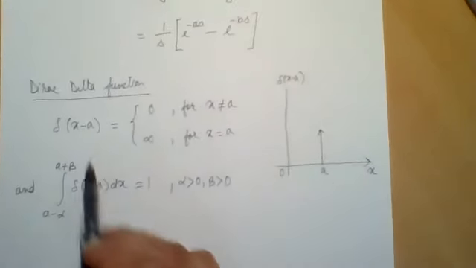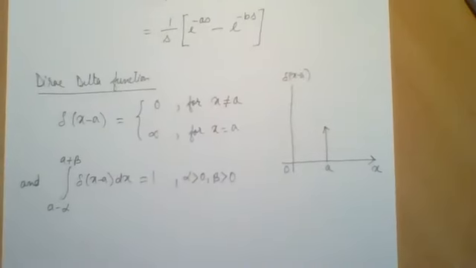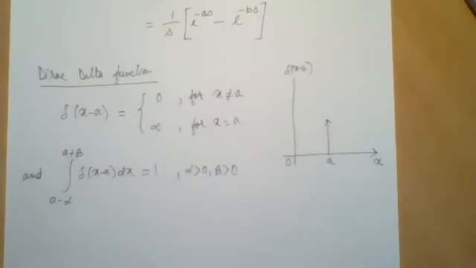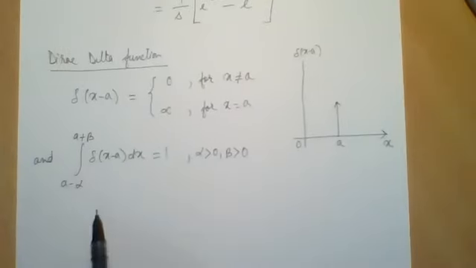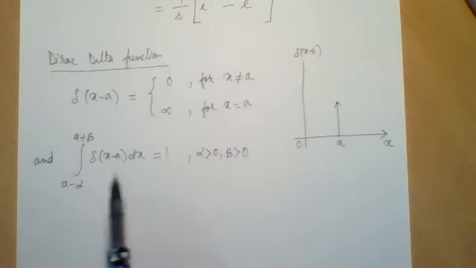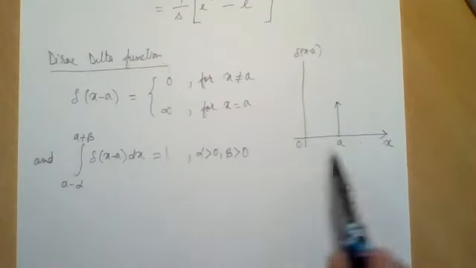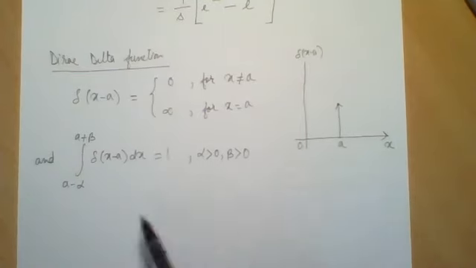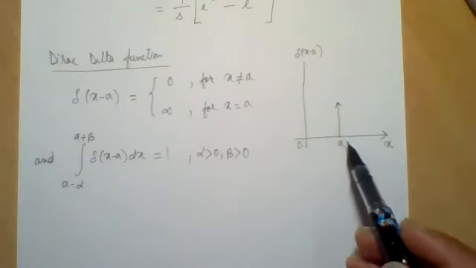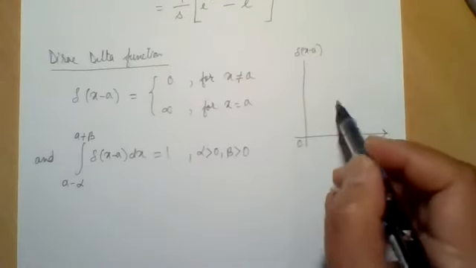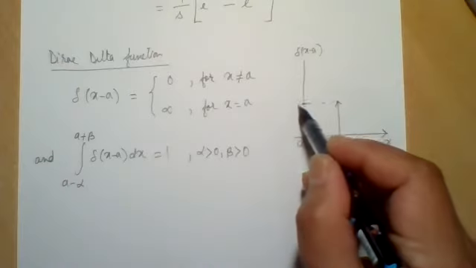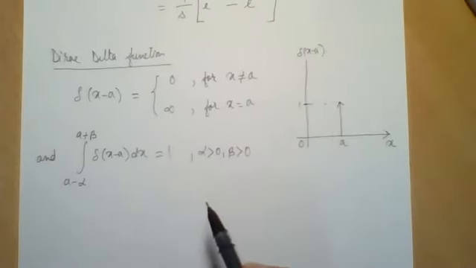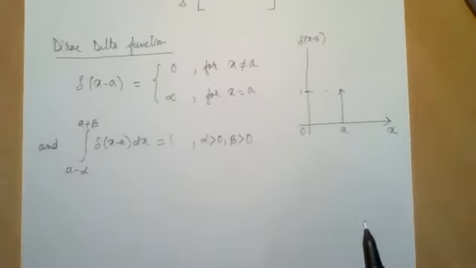Okay, these two equations define the Dirac delta function. This Dirac delta function is an infinitely thin spike having a unit area. This spike is at x equal to a, and it is usually represented by an arrow of unit height.